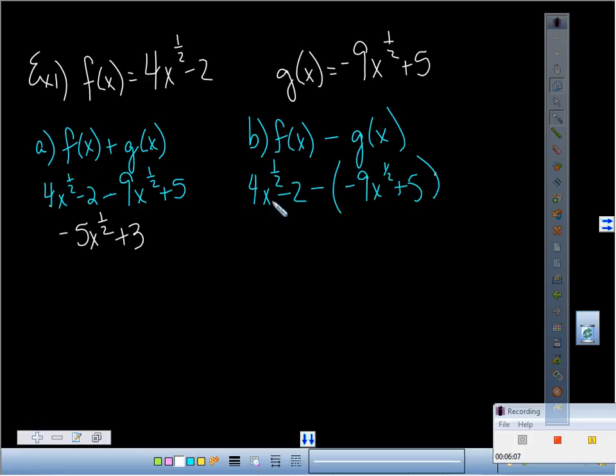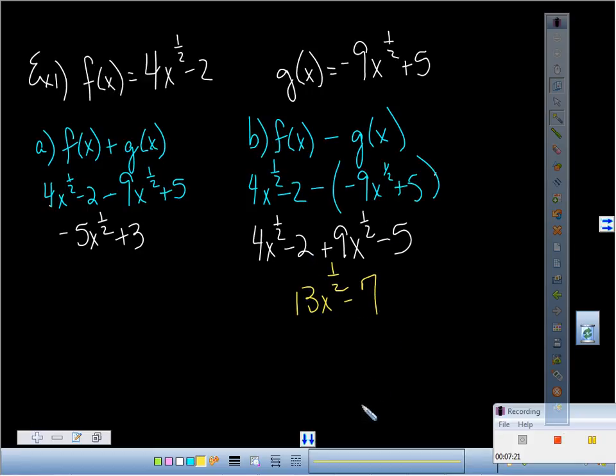Alright? So, 4x to the 1/2 minus 2. What's the opposite of a negative x to the 1/2? So, positive plus 9x to the 1/2. What's the opposite of a plus 5? Alright. What is 4x to the 1/2 plus 9x to the 1/2? Perfect. And what's a negative 2 and a negative 5? Amazing. Now that's not hard, is it? That's not hard at all.